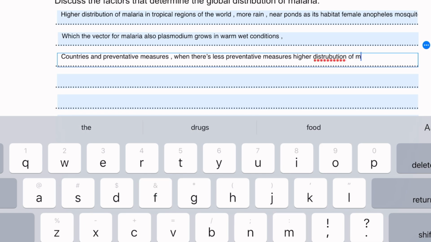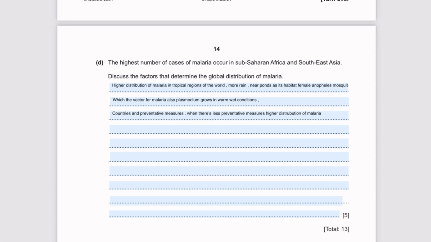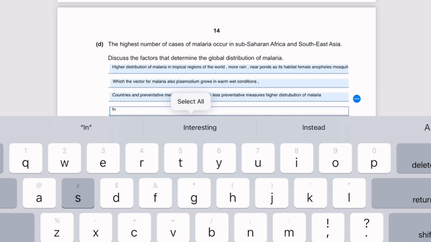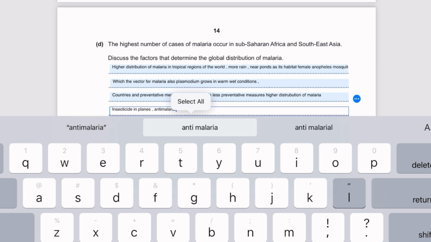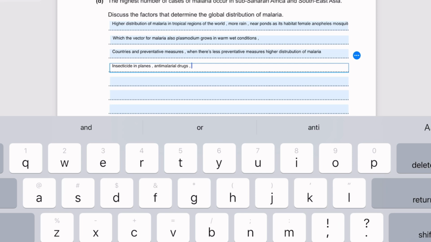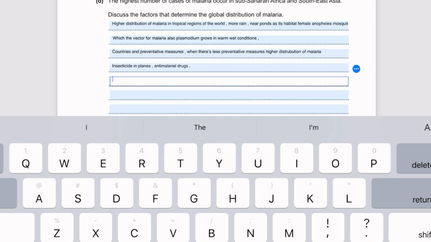Okay, so we could mention one of those preventative measures, a very famous one, which is spraying insecticide, for example in planes, and using anti-malarial drugs. Okay, and I think one last thing we can mention is insecticide, anti-malarial drugs, countries' preventive measures. I think this should be it.